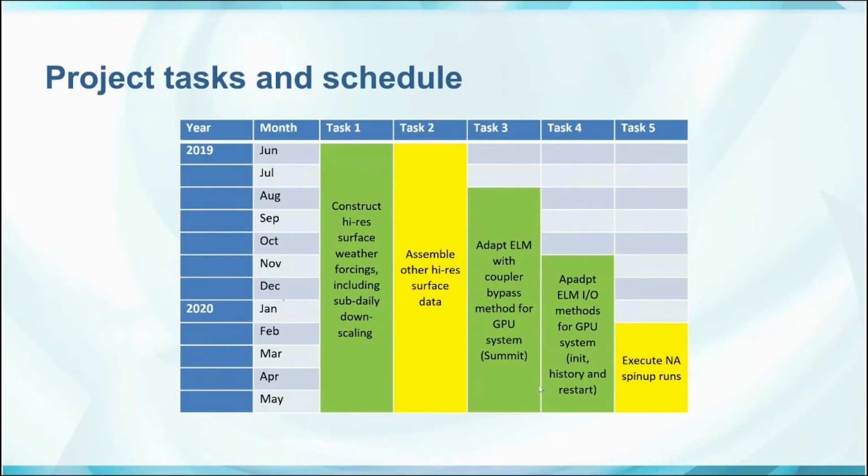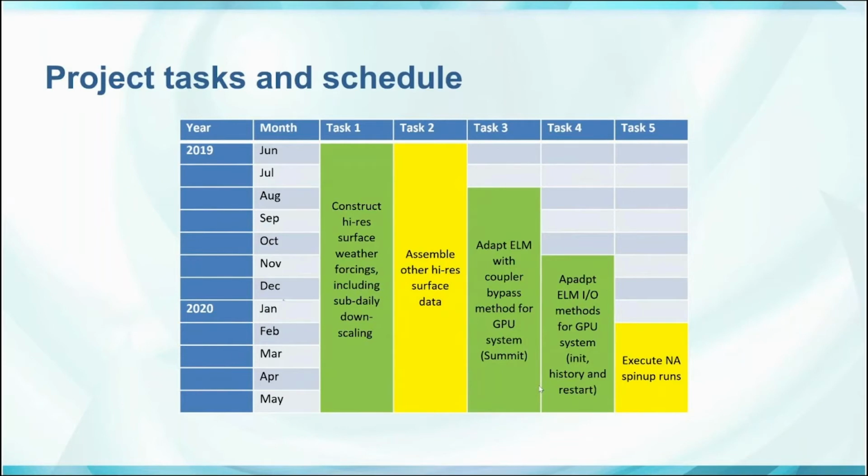We also have been assembling other high-resolution surface data sets. This one, task 2, is marked as yellow because there are a couple of things that we have not been able to get together on our own in this time period, but we're reaching out to Teklu Tesfa and the group at PNNL, who have done some similar work with high-resolution surface data sets. We think we can complete all of the variables that we need by leveraging the work that they've already done. So that's something that we're still exploring a little bit.